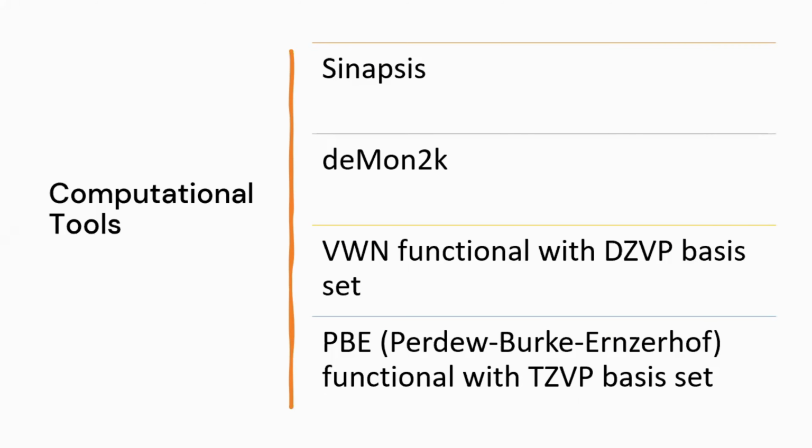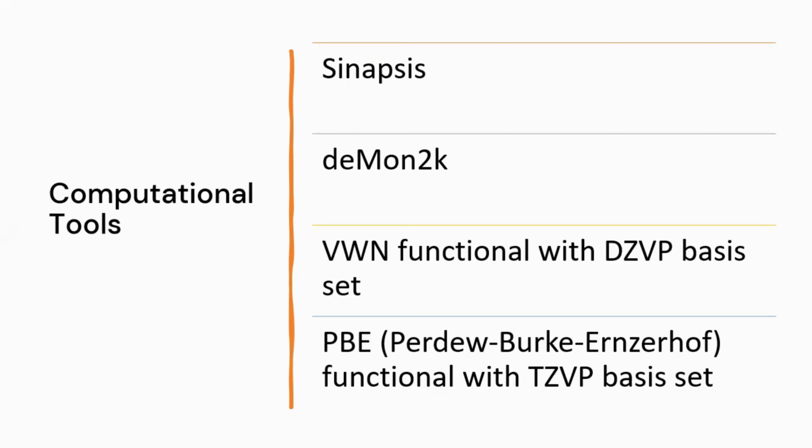By using this molecular builder Synapsys, we are building a molecule, or we are making atomic scale modeling of the electrode surface, and then we are using deMon2k to run the density functional theory based calculations. Once we have run the calculation, again we are using Synapsys to plot them.